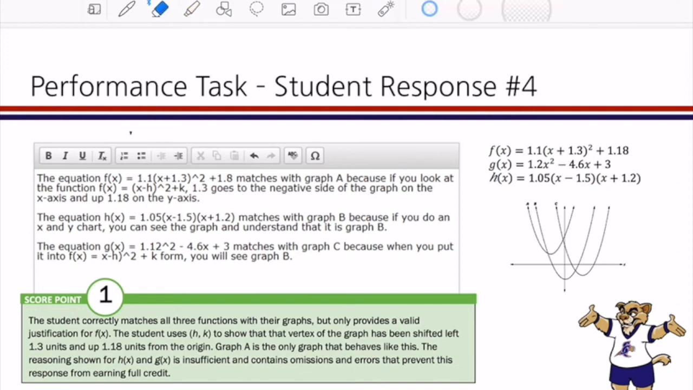and so that's correct. However, on the second and third part of their answers to this question, they make errors. So even though they matched h of x correctly with B and they matched g of x correctly with C, they didn't provide correct mathematical justification for either of those 2 answer choices. And so their score on this one would be a 1 out of 2.